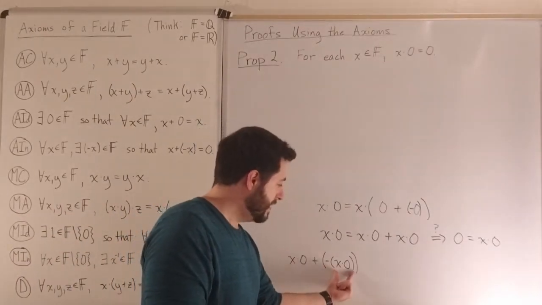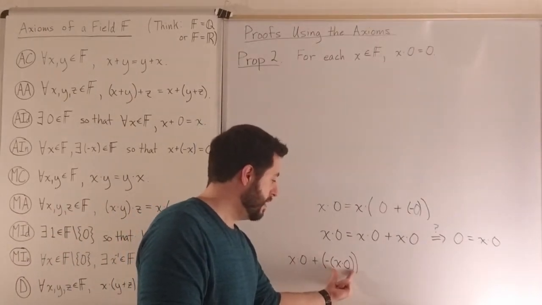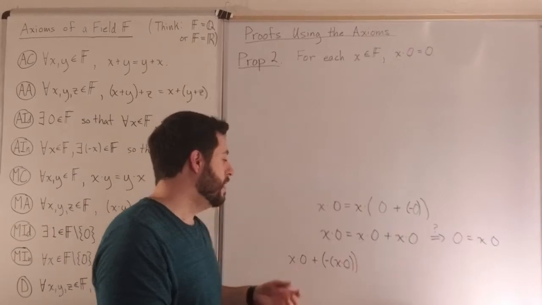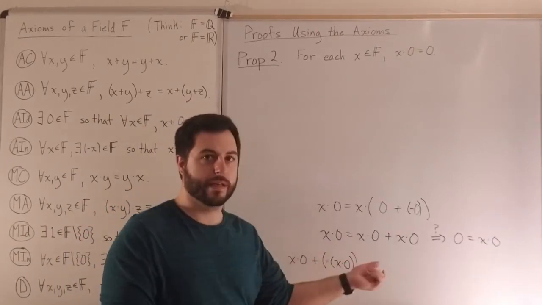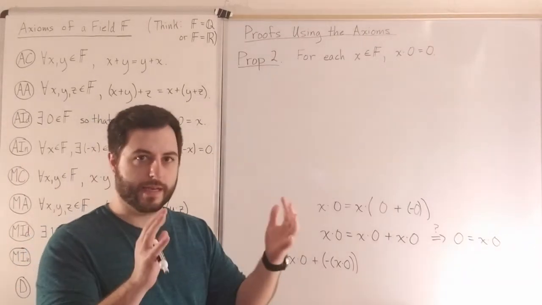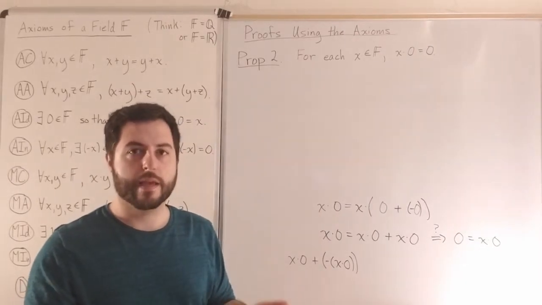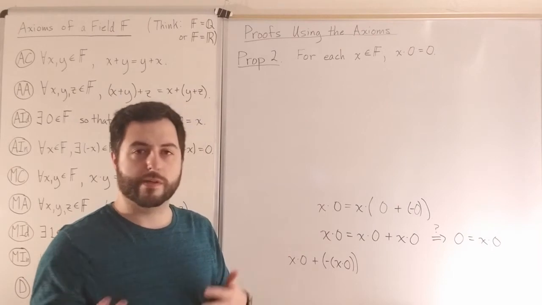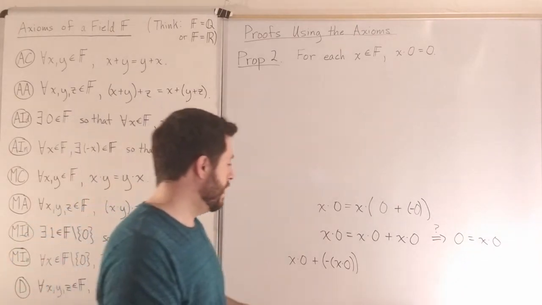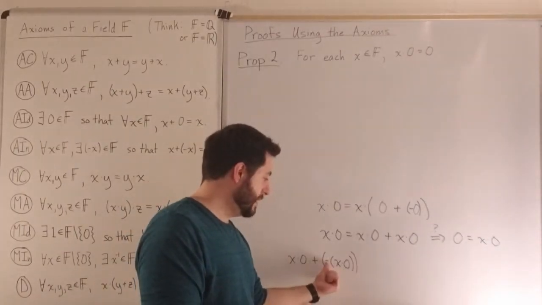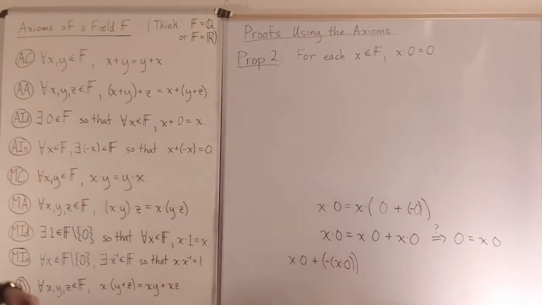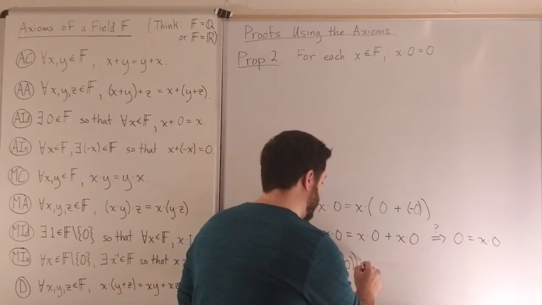Okay, and these parentheses right here have to go around the x times 0 because it is one element that we are taking the opposite of. We're not taking the opposite of x and then multiplying by 0. We're taking the opposite of x times 0, whatever that happens to be. It doesn't really matter what it is. It turns out that that's 0, but that's what we're trying to show here, so we can't assume that. Okay, but it is an element of the field, and so it has an opposite, according to this axiom right here. And so we can add it to both sides of the equation.